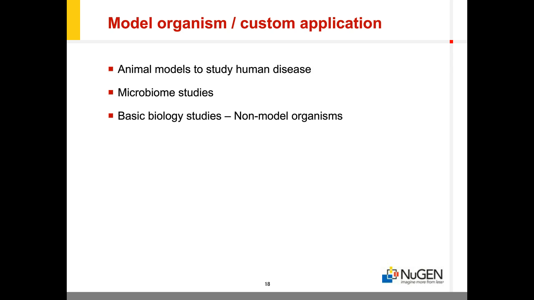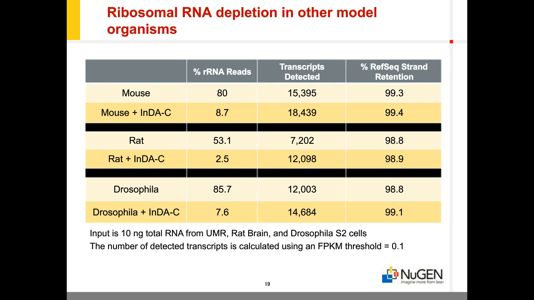We constructed RNA-Seq libraries from RNA isolated from 3 model organisms, mouse, rat, and Drosophila, both with and without InDA-C ribosomal RNA depletion. All libraries showed excellent strand retention. In the absence of ribosomal RNA depletion, the ribosomal RNA reads represented between 35 to 86% of the total reads for these samples.